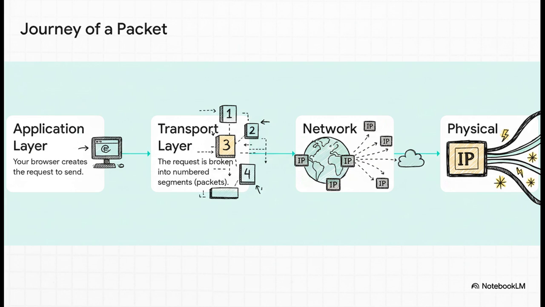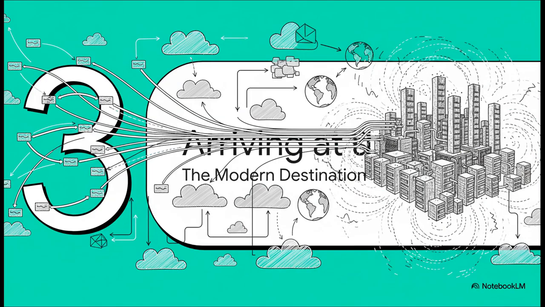Now, each of these little packets goes on its own mini journey. First, up at the application layer, your browser gets the request ready. Then, the transport layer chops it into those numbered packets so they can be put back together in the right order later. Next, the network layer stamps each one with that IP address we got from the DNS. And finally, the physical layer turns it all into electrical signals or flashes of light to shoot through actual physical cables.